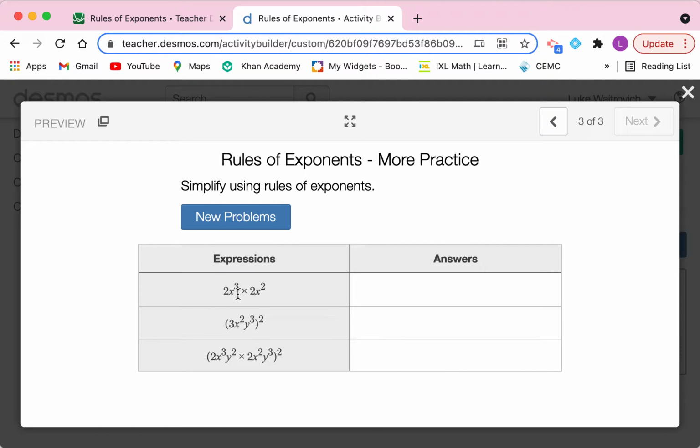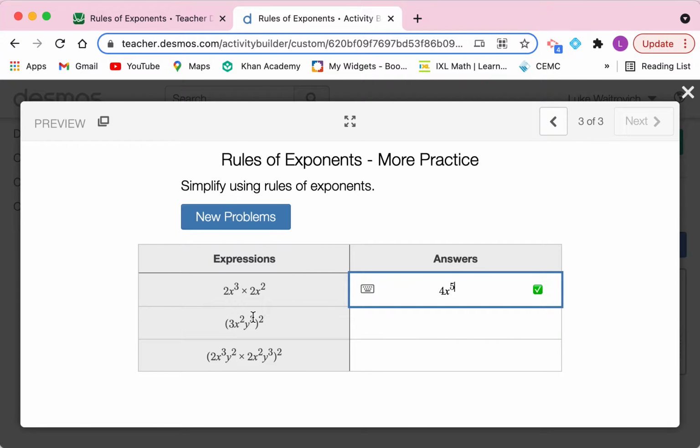So I have 2x to the third times 2x squared. I'm going to multiply my 2's together, and that's going to give me 4. And then since I'm multiplying bases, I'm going to end up adding the exponents. So it's going to be x to the 5th power.